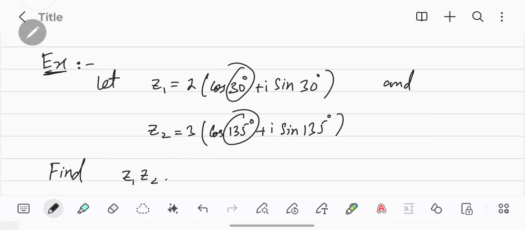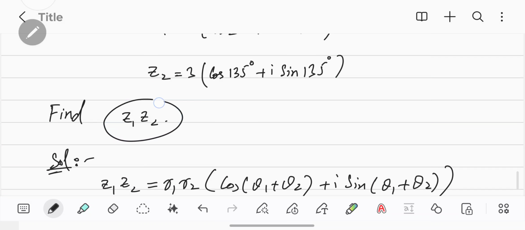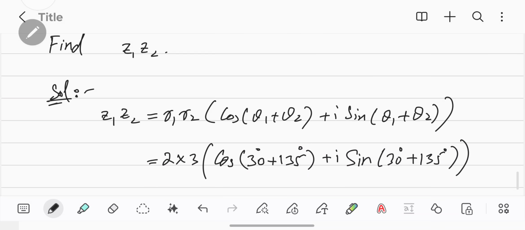So in the previous video, we were doing an example. In this example, we have Z1 and Z2. In Z1, radius 1 is 2 and radius 2 is 3. Theta 1 is 30 and theta 2 is 135. So we have to find Z1 times Z2.